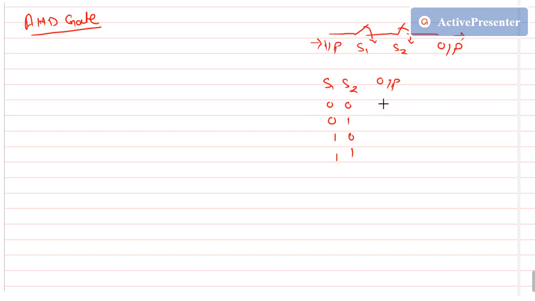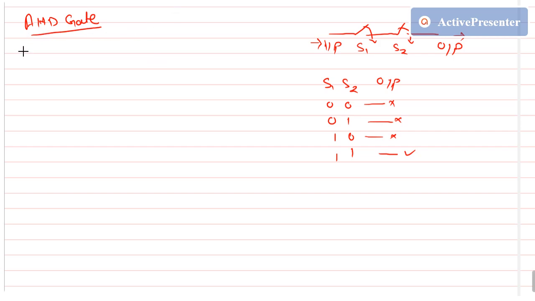See, you will get the output when both the switches are closed, meaning both the switches are passing the signal. That is the only condition happening here. Right here I will put a tick mark, we will get the output, but in all other cases we will not get the output because the path will not be complete. Similarly, this logic is implemented as a gate.